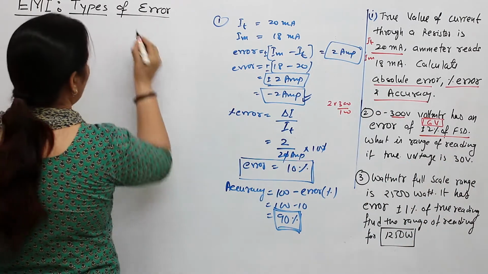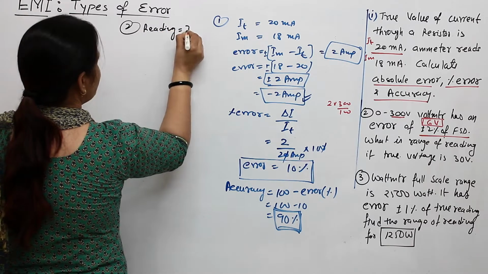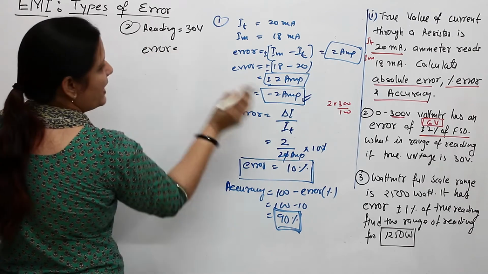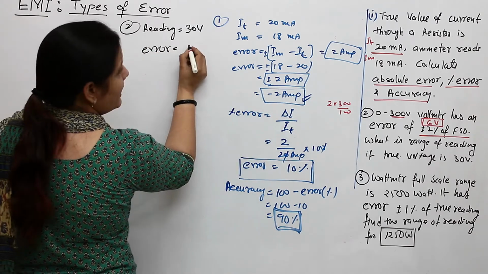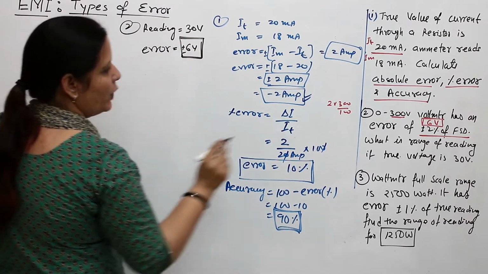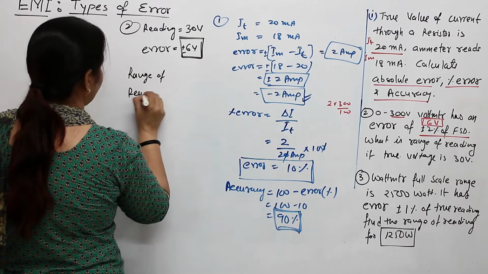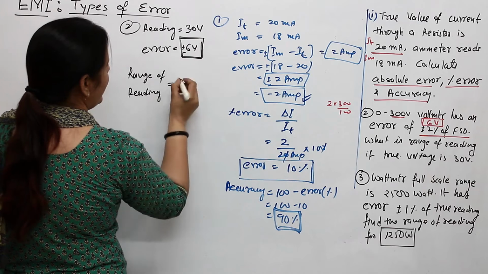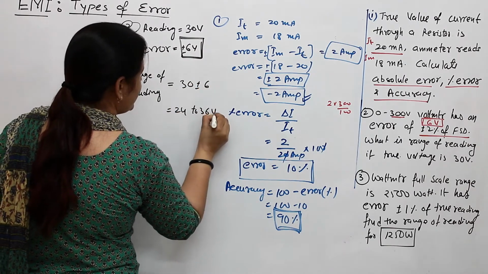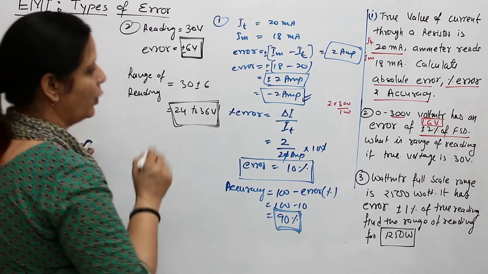So in numerical 2, the reading is 30 volt. Error is plus minus 2% of 300, so error is 6 volt. This is fixed, plus minus 6 volt. Then what is the range of reading? The range of reading may be true plus minus error, that is 30 plus minus 6, that is 24 to 36 volt. Your instrument can reflect any value between 24 to 36 volt.